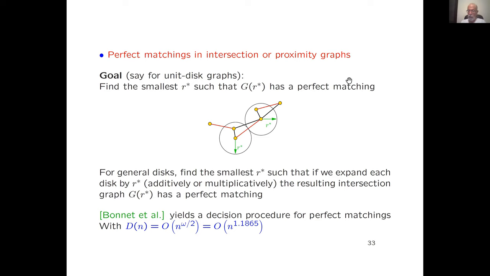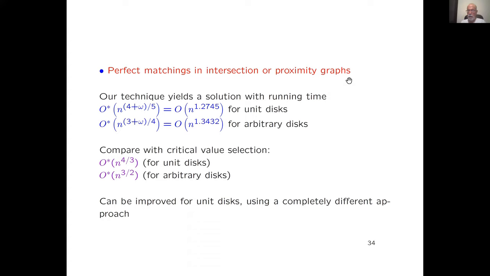And if we combine it with the technique, we get something like that. So for example, for arbitrary disks, we get n to the (3 plus omega) over 4, which is again better than the bound in the distance selection problem, which is n to the 3/2 for arbitrary disks because there are 3 degrees of freedom and so on. For unit disks, there is a completely different approach that solves it faster, but it still serves as a good example of the method.